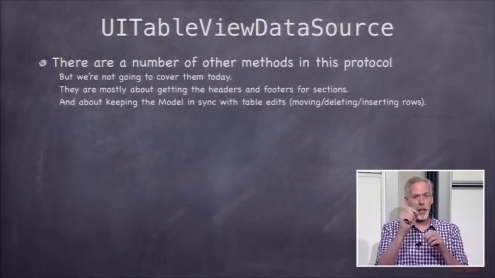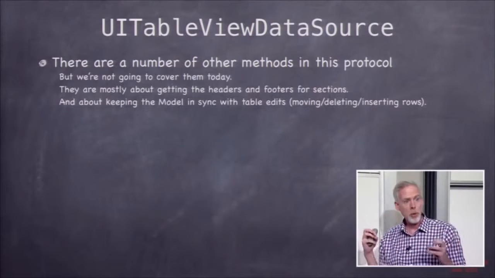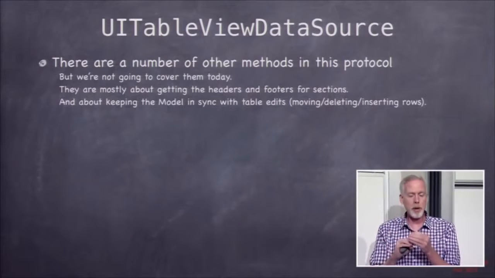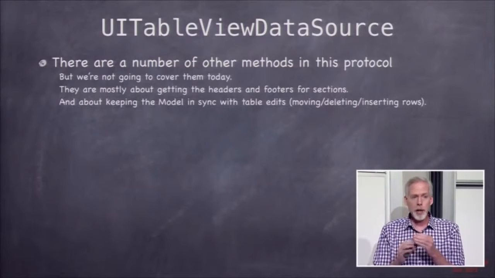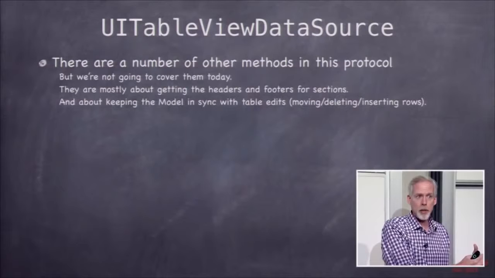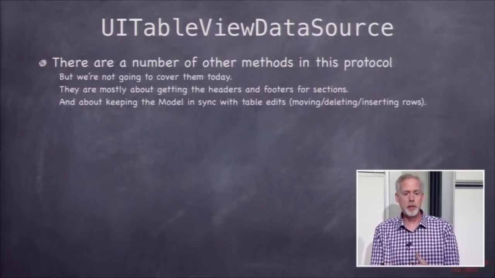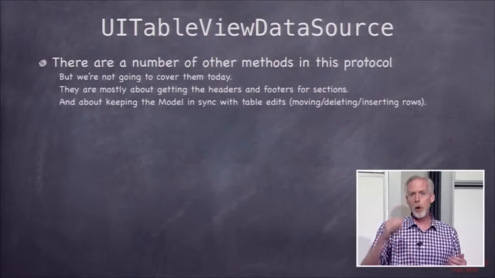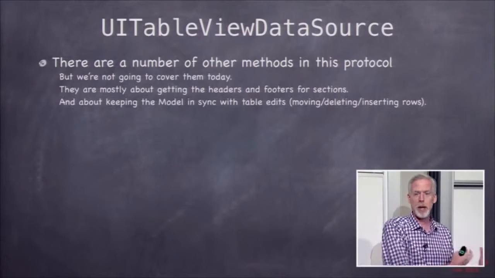This is going to be the name of the country in your homework. There's also, these tables can be edited. Rows can be removed. They can be moved around, change the order, all that stuff. It has to be kept in sync with the model, and so there are methods in the data source protocol that let you know when things are happening in the rows moving and deleting, so you can keep it up to date with your model.